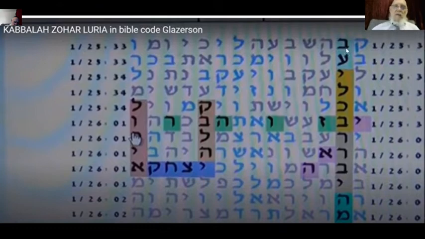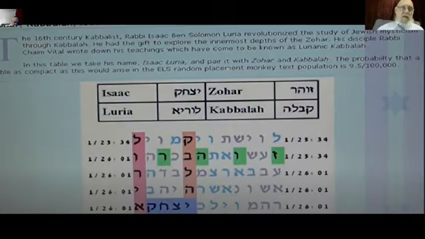Now, in the site of Professor Haralick, he explained a little bit about Isaac Luria, the 16th century Kabbalist Rabbi Isaac Luria, who revolutionized the study of Jewish mysticism. Through Kabbalah, he had the gift to explore the innermost depths of the Zohar. His disciple Chaim Vital wrote down his teachings, which have come to be known as Lurianic Kabbalah. In the table we take the name Isaac Luria and pair it with Zohar and Kabbalah.